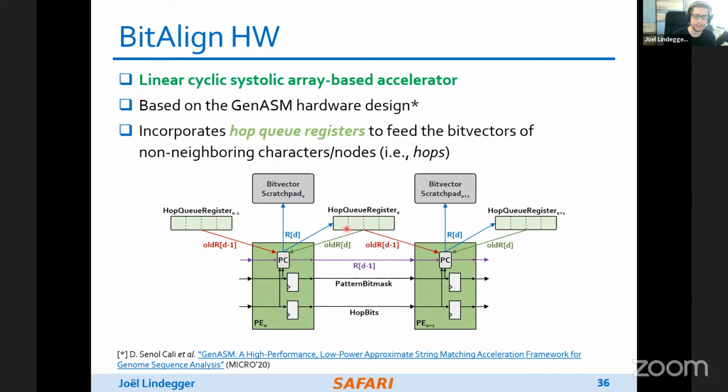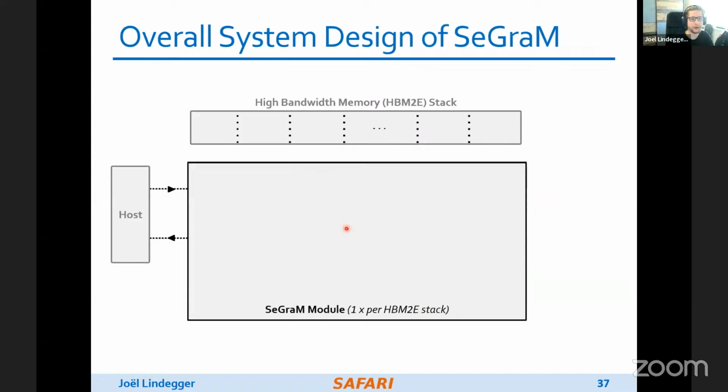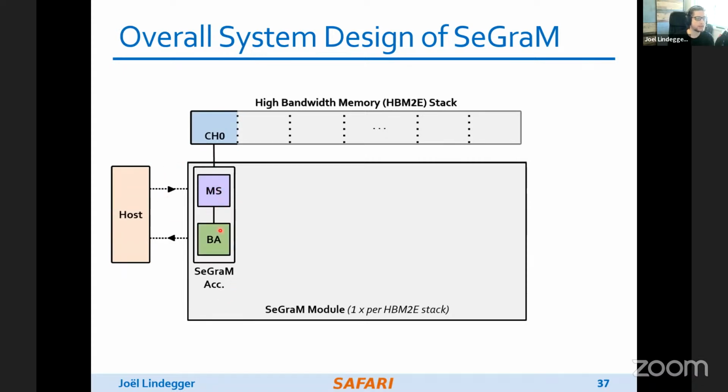Okay, so these hop-queue registers are a key innovation over GeneSM, and all of a sudden we can handle graph references. Now, the full SeGraM module: we have one accelerator instance, which consists of MinSeed and BitAlign. So one of these accelerators each I just showed. It's attached to a host, and then it's attached to one channel of an HBM2E stack.